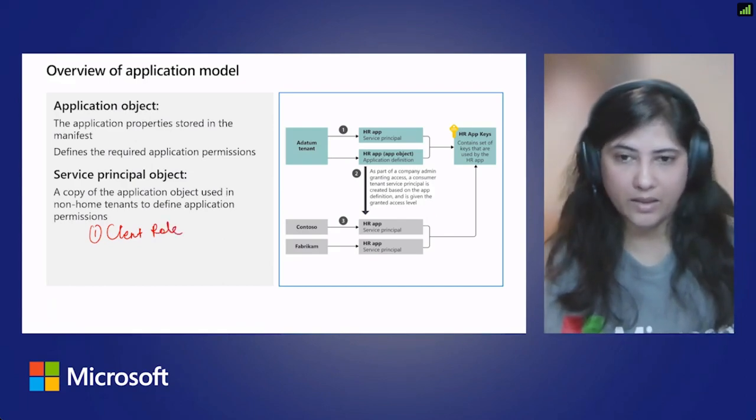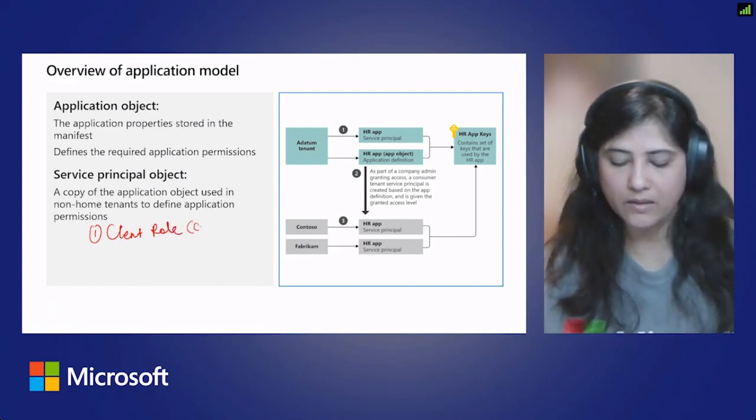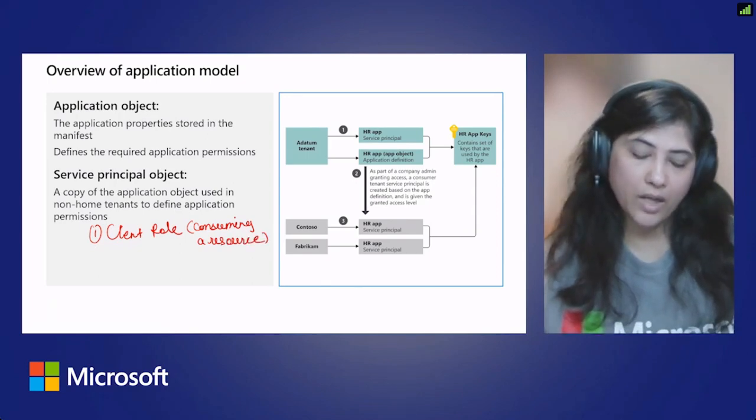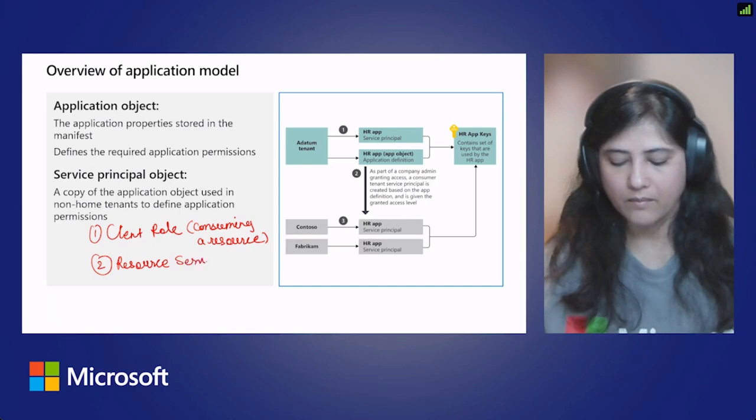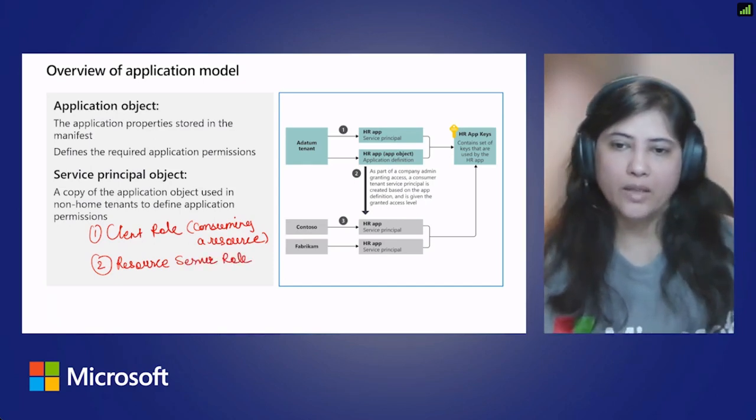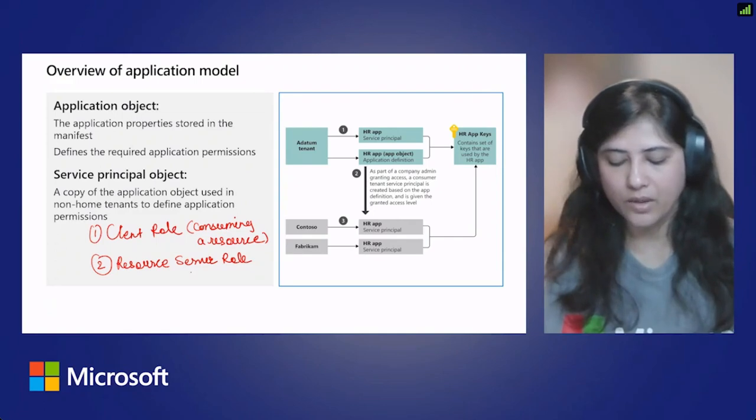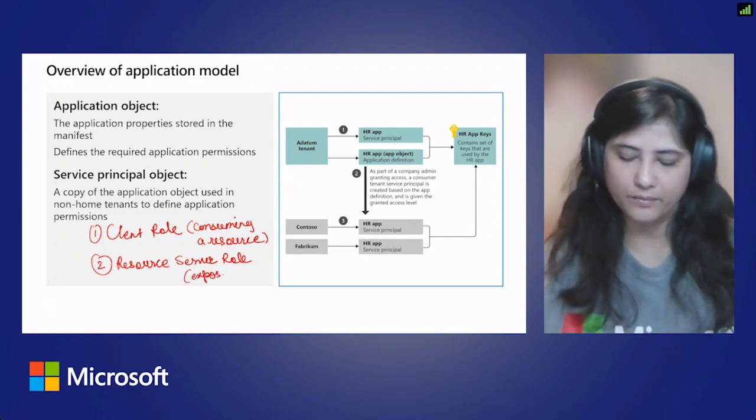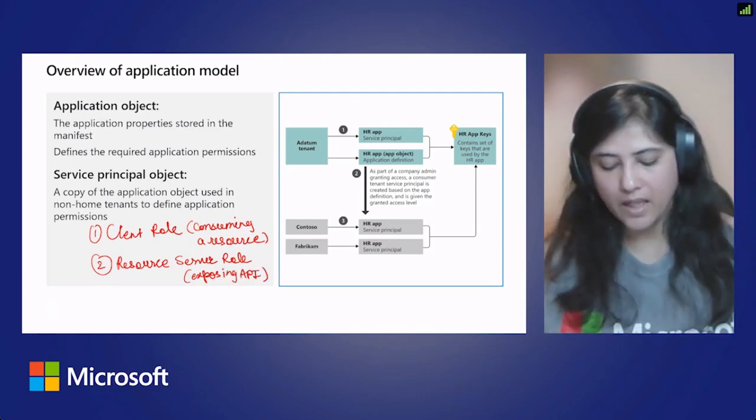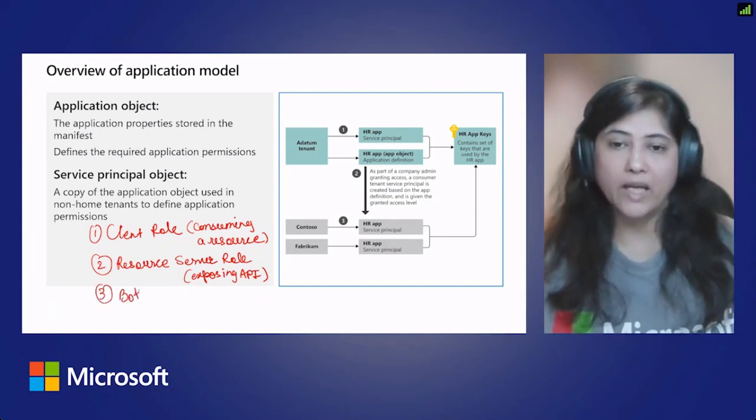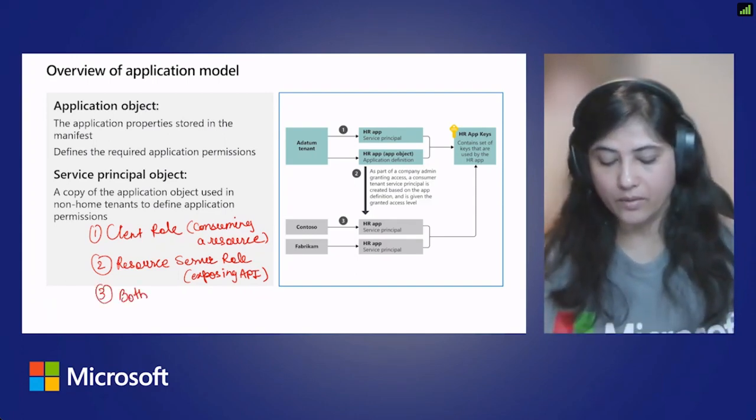So it's consuming a resource. Then second, you have a resource server role. So here it is exposing APIs to the client when it's a resource server role. And then third, it can be both. So it can be a client role or it can be a resource server role.